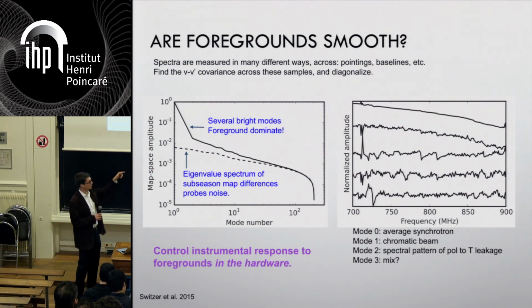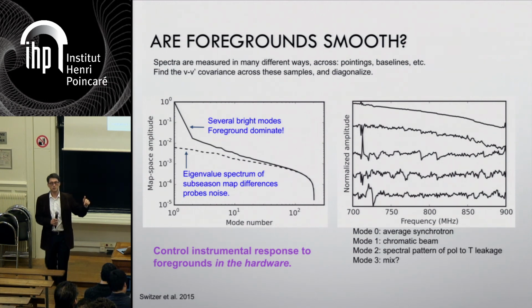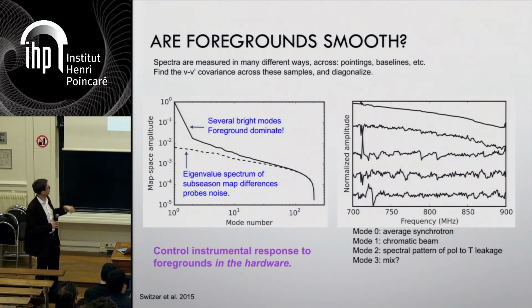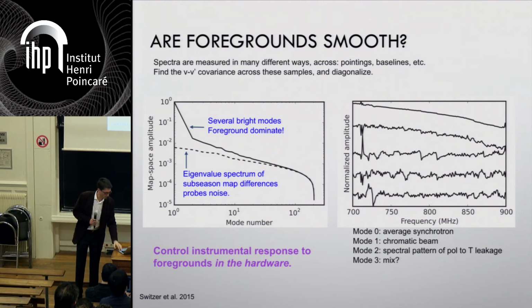The next is the chromatic beam response. And this you can actually treat in the analysis, but I've left it in here just as an example. The one following that is polarization to temperature leakage and its particular spectral pattern. So you can see that none of these are smooth, and that really the whole story that's happening here is about the hardware. So what you want to do is control all of these terms in the hardware in advance.